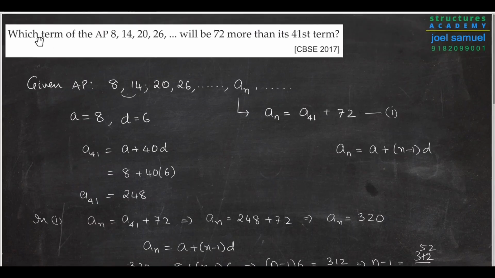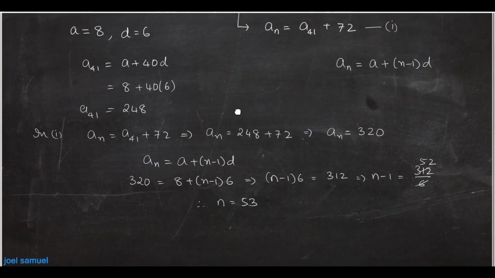So the question is asking us which term of the AP will be 72 more than its 41st term. So the answer will be, it is the 53rd term of the given AP. So that is the final answer.